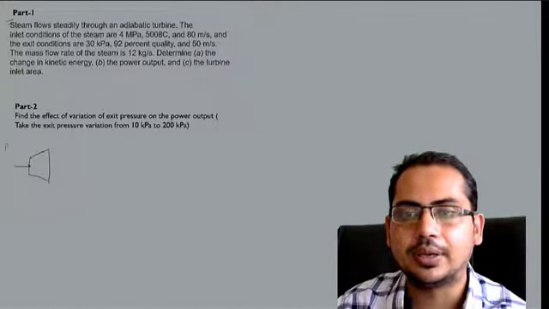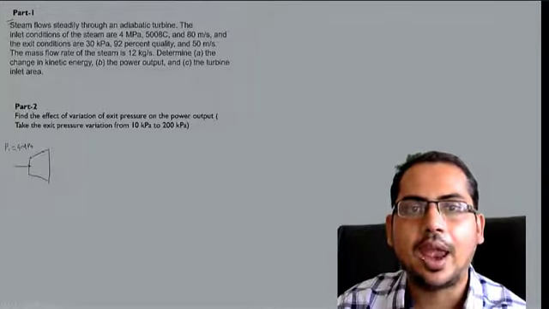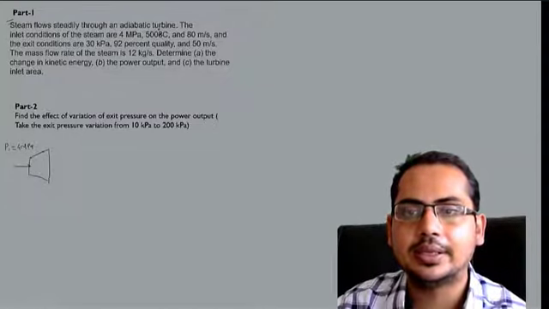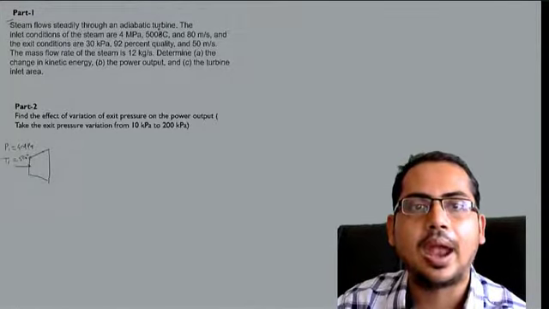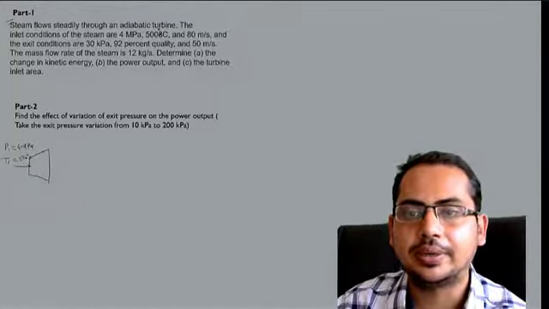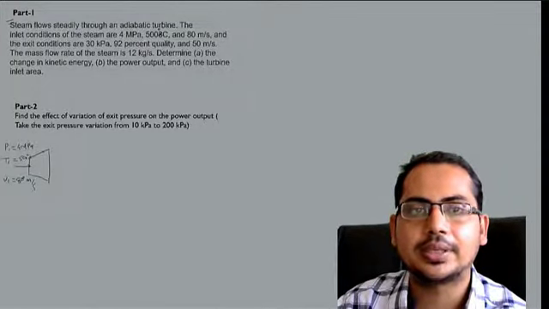Let's suppose this P1 is 4 megapascal, and the temperature is 500 degrees Celsius, and the velocity is 80 meter per second.